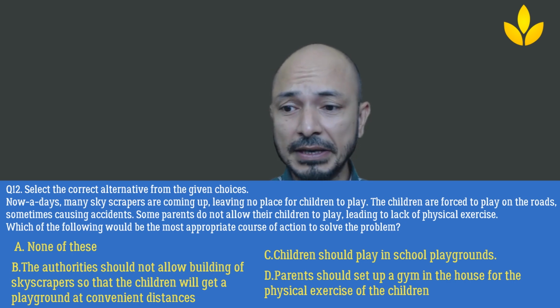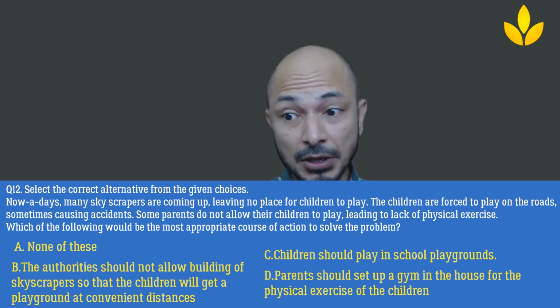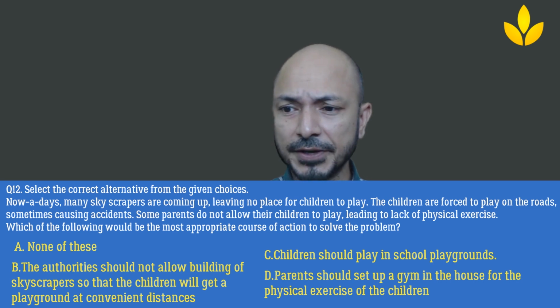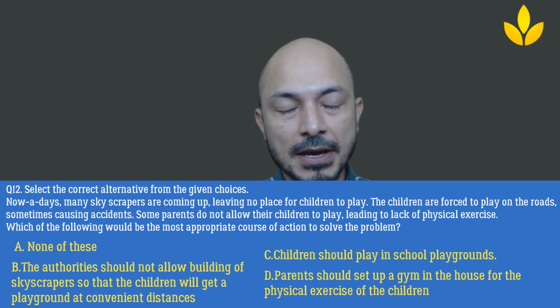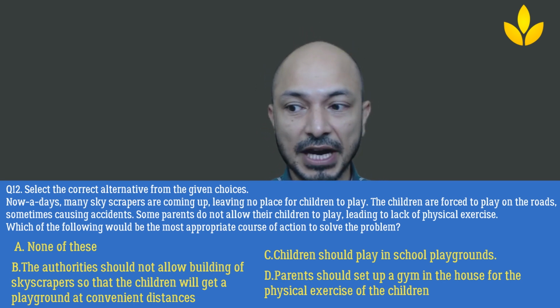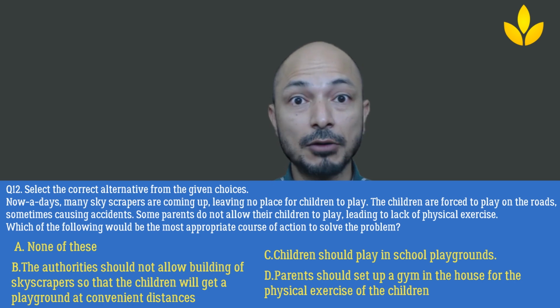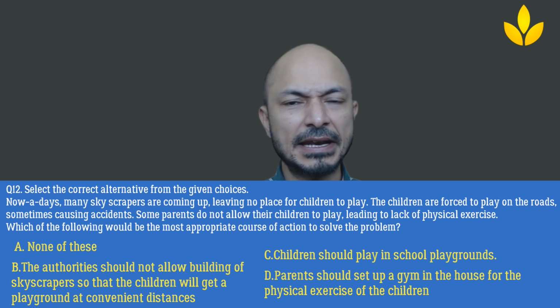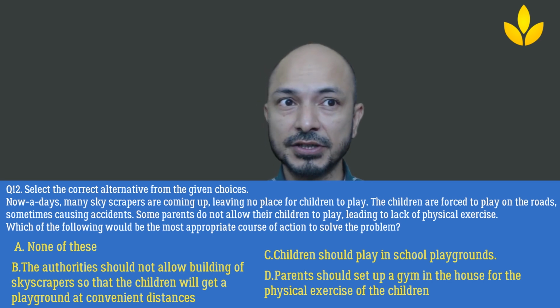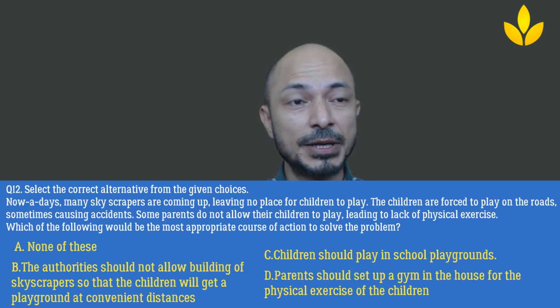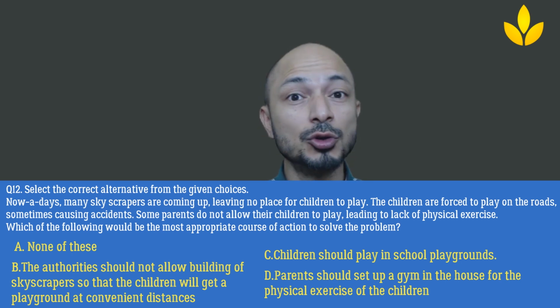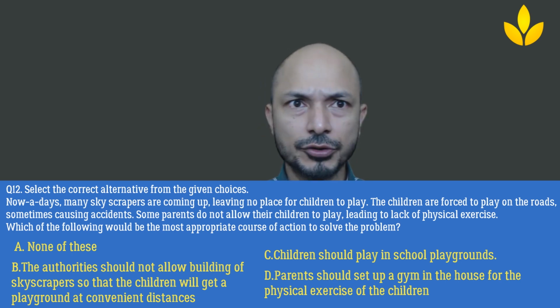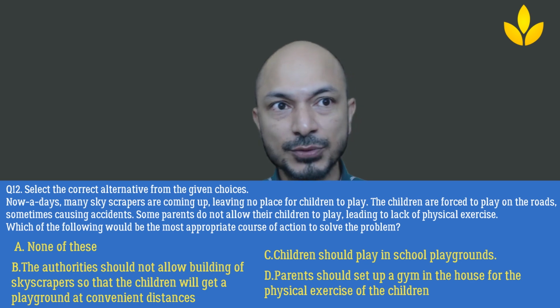distances. Now, over here, this doesn't seem to be the appropriate course of action because the authorities cannot disallow the construction of skyscrapers. It doesn't make sense at all. We can leave out option B for now. Let's come to option C. Children should play in school playgrounds. Once again, not an appropriate course of action, forcing children to play in school playgrounds only and not outside. So we can eliminate option C as well.